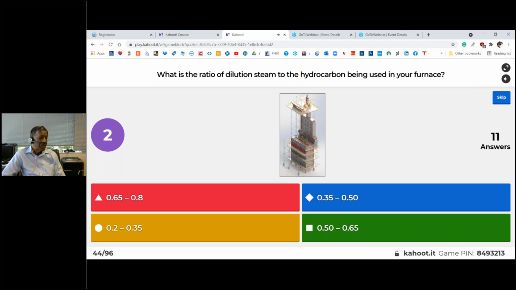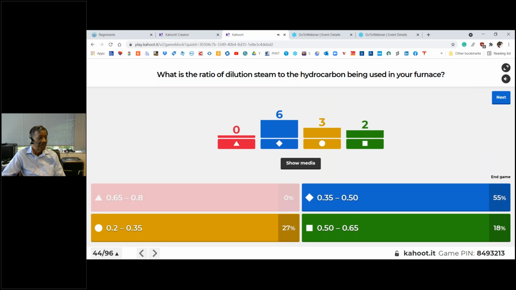If you have a gaseous feed, you will be putting a lower quantity of steam. If you have a liquid feed, you would be putting a higher quantity of steam. That is generally the break. So thank you for your response. Most of the people are putting 0.35 to 0.5. So that means they are processing gaseous feedstocks.